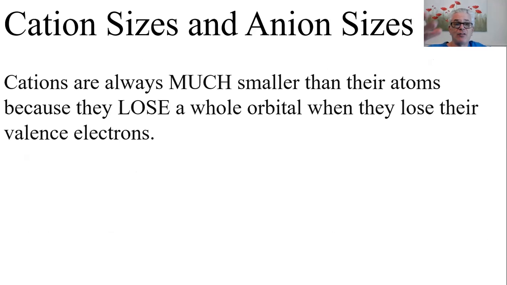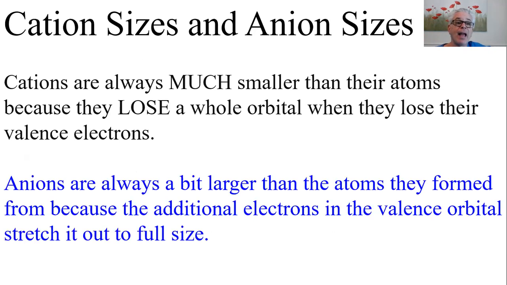Now, I just said this. Cations are always much smaller because they lose a whole orbital when they lose their valence electron, or sometimes, like with magnesium and aluminum, they lose more than 1. They lose 2 or 3 electrons, whatever number, they lose a whole orbital. Cations are much smaller than their atoms, and anions are always a bit larger because the extra electrons stretch it out to its maximum size. The electrons are negative. They all repel from each other. They're like, hey, get away from me. And so they all get a little bit larger.